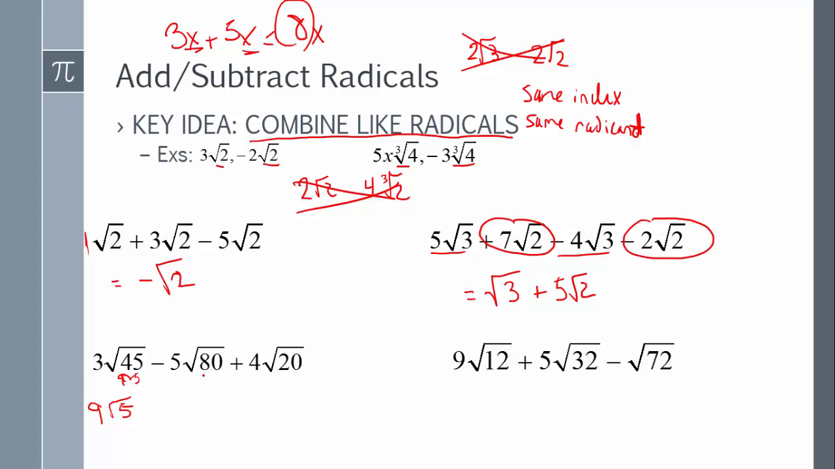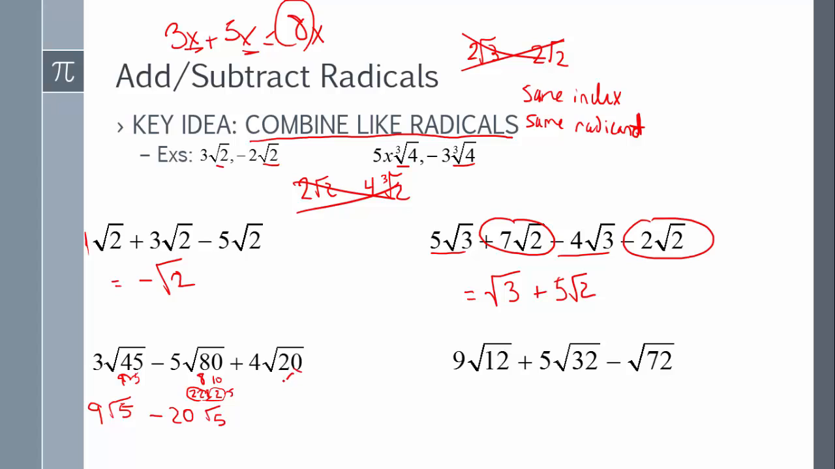All right, 80. Okay, well 80 is 8 and 10. 8, I've got 3 2's. 10 is another 2 and a 5. So I take out 2 pairs of 2's. We multiply them with the 5 that's already there. 5 times 2 is 10, times another 2 is 20. So negative 20 root 5.